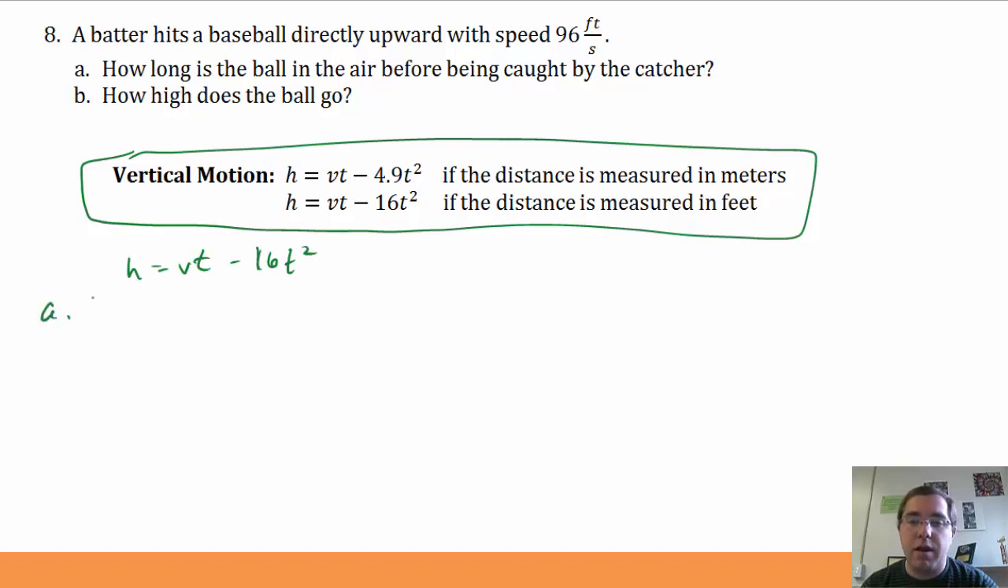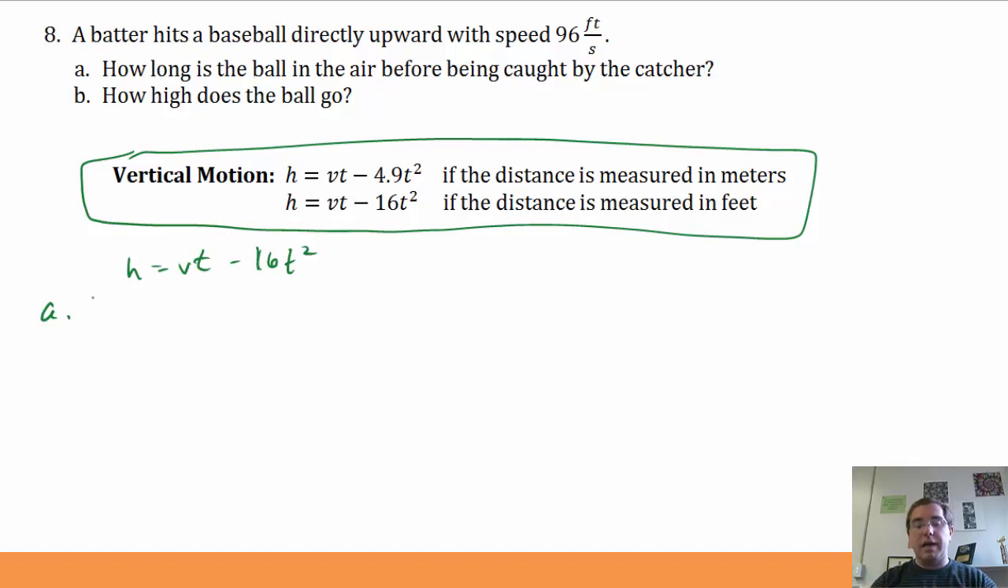Part A asks, how long is the ball in the air before being caught by the catcher? So the ball is going to be hit, go straight up, turn around, and come back down. How much time is it going to take for the ball, after it's hit, to go up and come back down? When it comes back down, what height is it going to be at? Well, it's going to be at ground level. It's going to be at a height of 0.